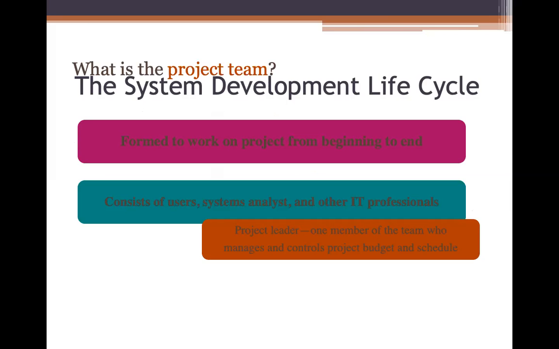Besides system analyst, there is also a project team. But project team, they usually consist of system analyst, programmer, those types of people working with information system. So you can see here, it consists of users, system analysts, and other IT professionals. But it usually comes with a project leader, who is one member of the team who manages and controls project budget and scheduling.